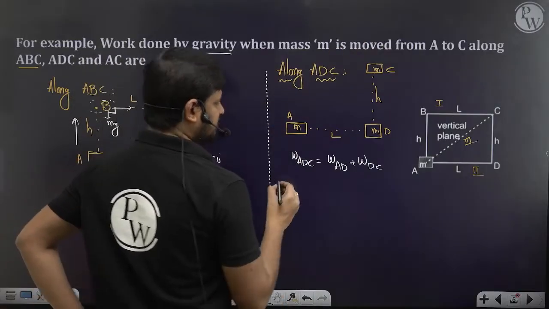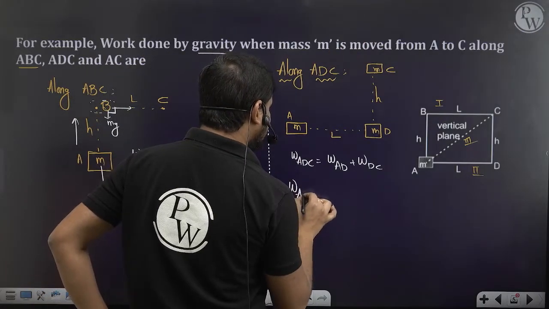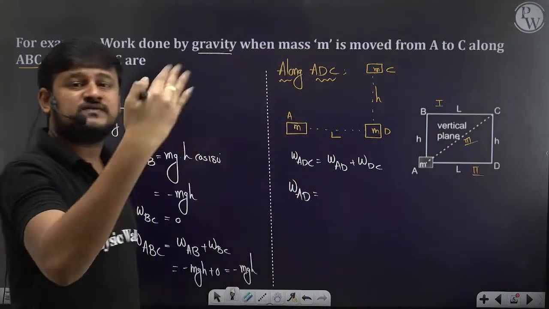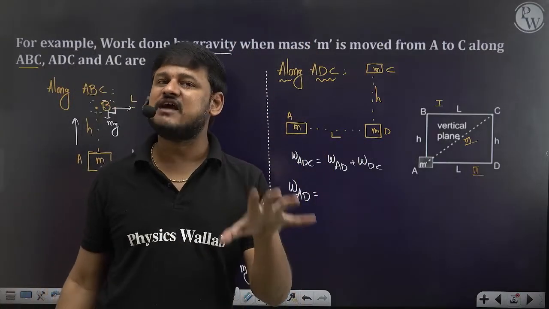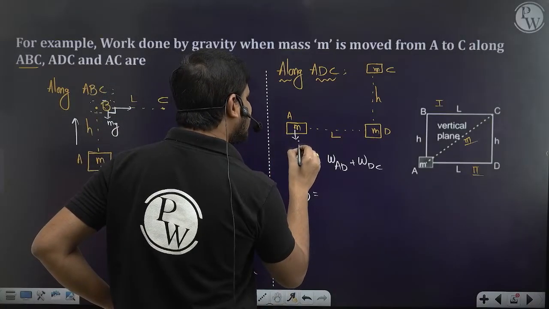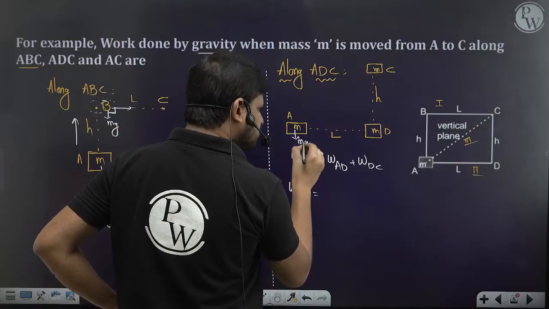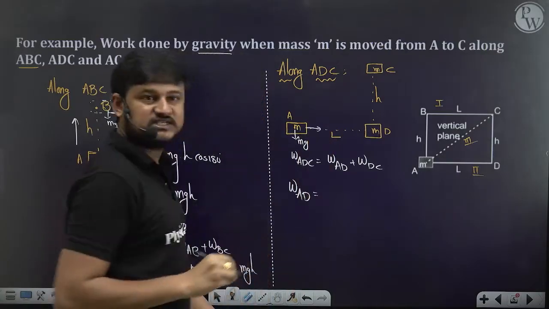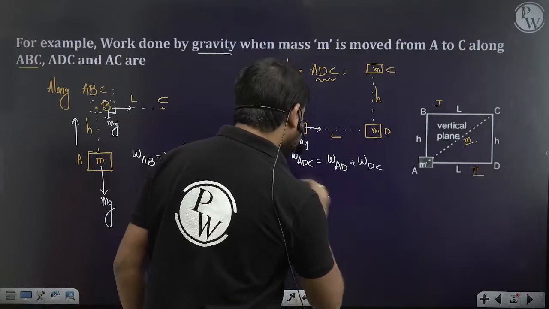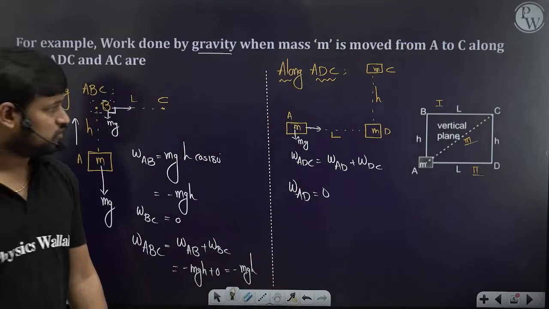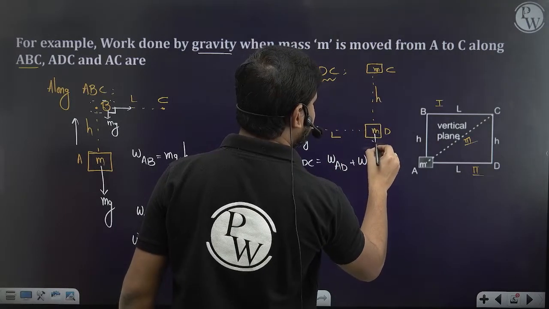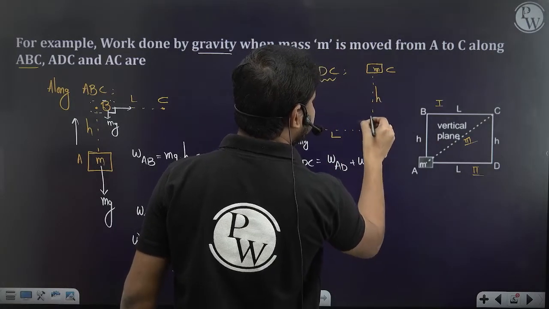Now see here, first let's find the work done along AD. From A to D, work done by which force are we finding? The work done by the gravitational force, gravity, right? The gravitational force will act mg this side. Force is this side and displacement is this side. So shall I say the work done along AD is 0 directly? Yes or no?